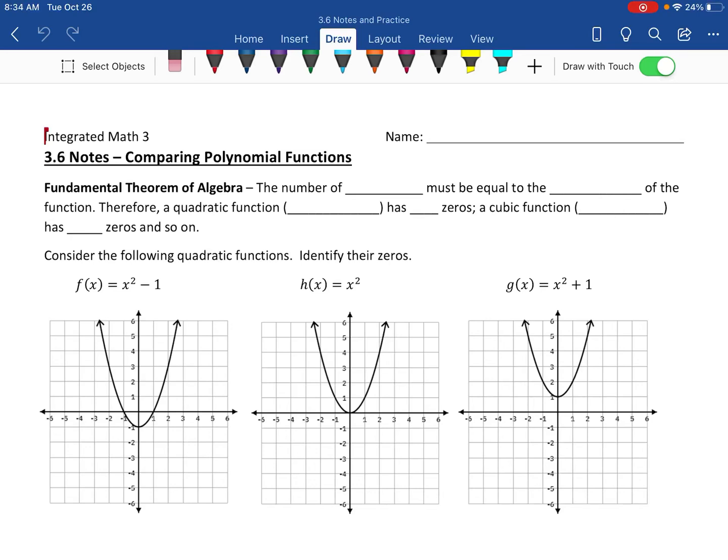Hi everyone, this is section 3.6 of the notes for Integrated 3, KC3. So we are comparing polynomial functions.